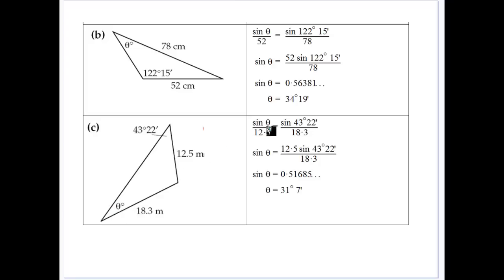This time sine theta is opposite 12.5. The 43 degrees 22 is opposite 18.3. So again, set up your ratio, multiply through to get sine theta by itself, and then once we've calculated a decimal, the inverse sine of that gives us that angle. So keep doing that process. Set it out first, then manipulate it. Try not to do what some people have been doing, skipping steps and then getting errors. So set it up properly to start off with. Show that application of the sine rule to start off with.